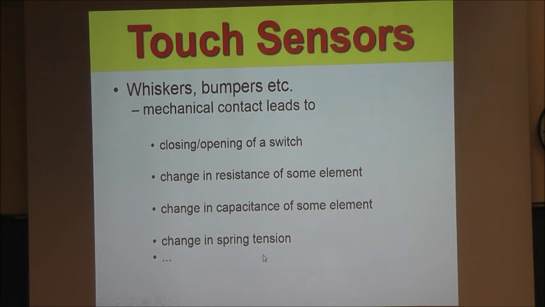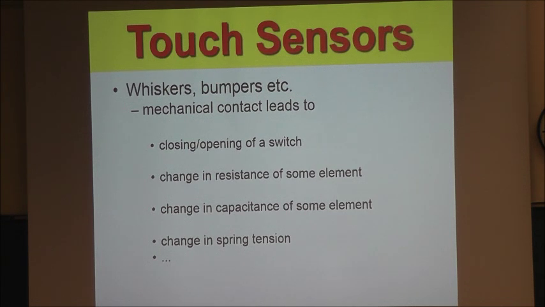Touch sensor. We talked a little bit about it. Whiskers, I'll get to whiskers also soon. Bumpers, where you bump into something and you know that you've touched something. A whisker is like a whisker of a cat. Two pieces like that going to the two sides of the robot, and it hits the wall, and you know you're so far from the wall.